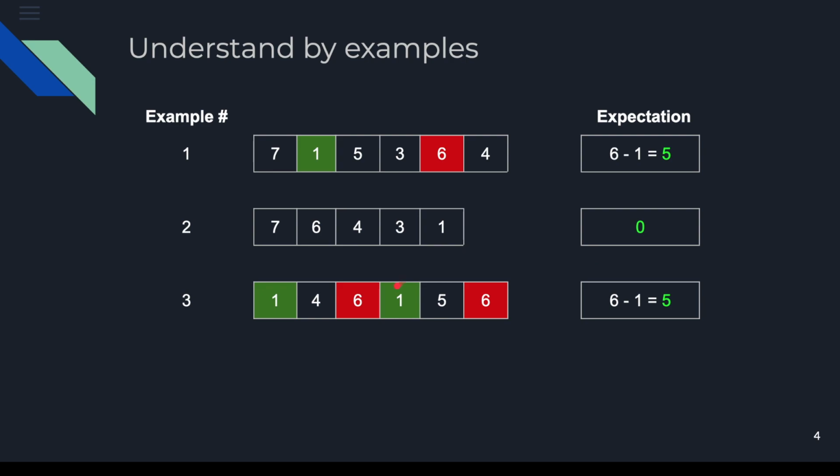And the third example is an interesting one because we have the array of 1, 4, 6 and 1, 5, 6. So if you buy at 1, then sell it at 6, then again buy at 1 and then sell it at 6, we'll be making a profit of $10. But for this problem, because we have to execute only one transaction, in that case, we have to give the answer of 5.